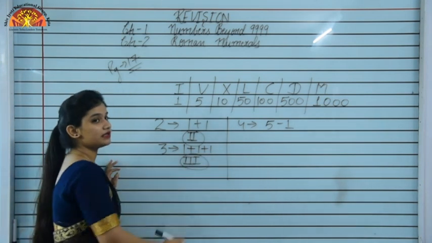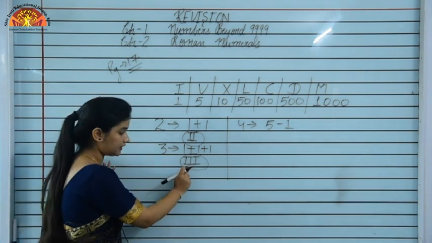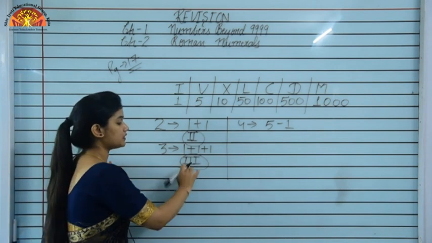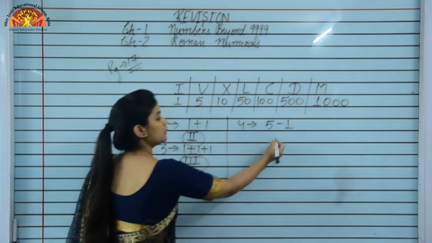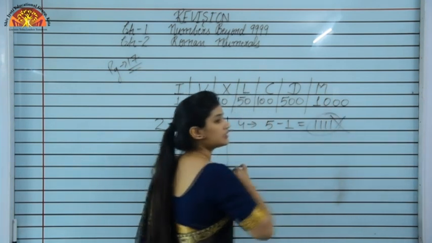We cannot repeat these more than 3 times. I have repeated I 3 times here, but I cannot repeat it one more time. I cannot write 4 like this. This is not correct.